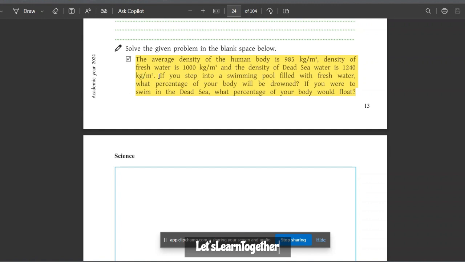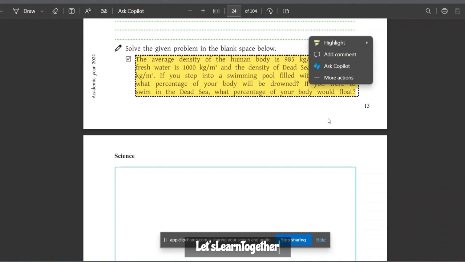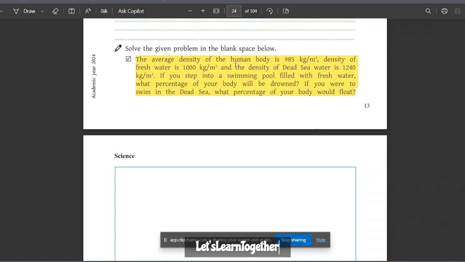Okay, both these are the densities of the liquids, and the density of the human body which will be immersed in that liquid is 985 kilogram per cubic meter. Now see, if we compare these two densities with the density of the human body, then we can see that the human body's density is less than both of these densities, right?